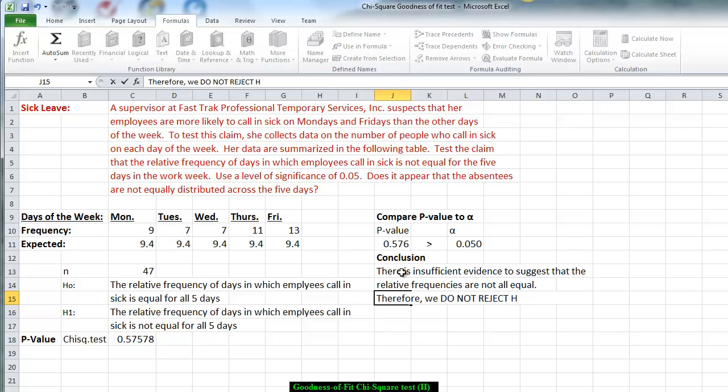And here again, just to remind you that since the relative frequency is not given to us, and it says that they will call in sick not equal for the 5 work days in the week, we would say that they are all approximately the same.